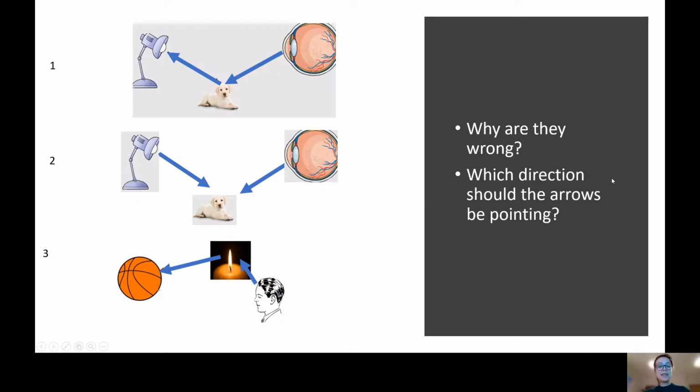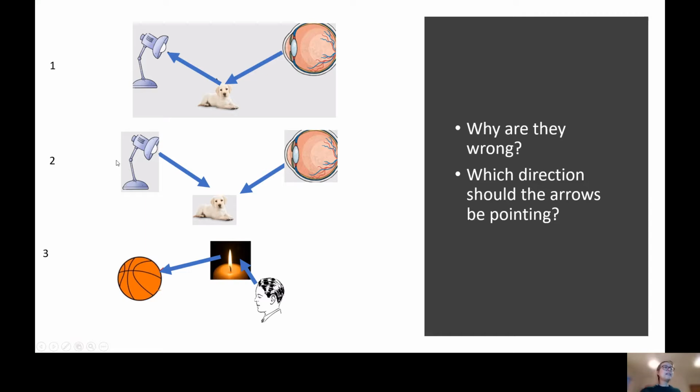Now, let's look at these 3 diagrams. Why are they wrong? Which direction should the arrows be pointing? What's wrong with diagram 1? Take a moment to think about it. Well, these arrows are pointing in the wrong direction. The arrows should be going away from the light source to the dog, and then it was reflected off the dog back to the eye. So these arrows should be pointing the exact opposite directions.